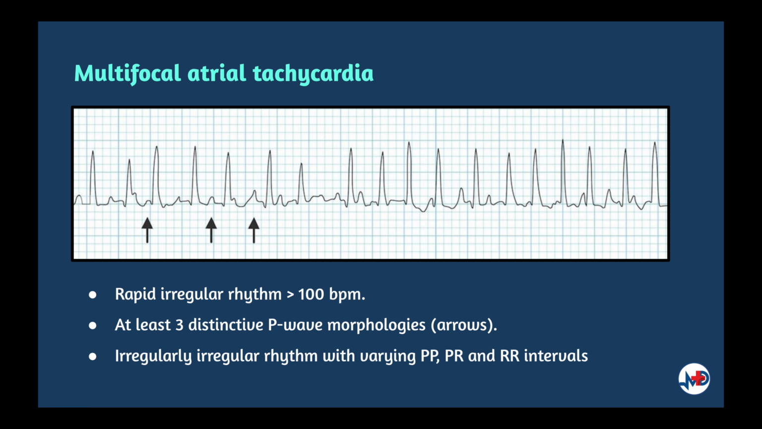The heart rate is usually more than 100 beats per minute. It is an irregular rhythm with varying PP, PR and RR intervals. At least 3 distinct P wave morphologies in the same leads are seen. This kind of waveform is usually seen in those with respiratory diseases such as COPD or a chronic lung disease, or even the presence of cor pulmonale.